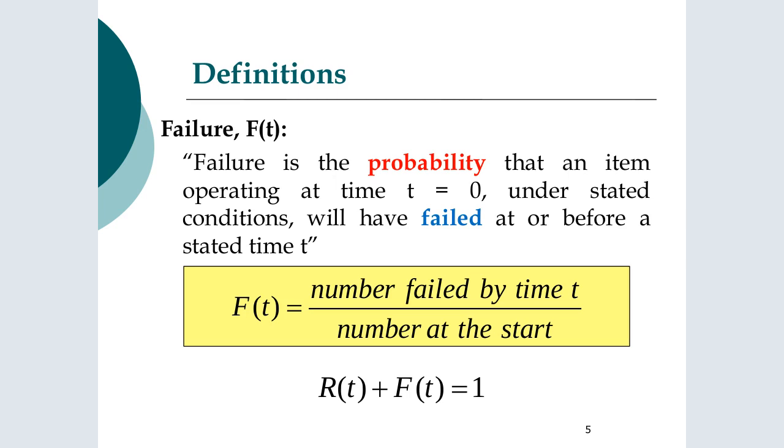failure, then it is the probability that an item that was operating at the start under the stated conditions would have failed at or before a stated time t. So again, mathematically, it's the number failed by time t divided by the number at the start. So obviously, if we have the ones that are still alive and the ones that are dead, we sum to a total of 1 in terms of our population because these are normalized to the starting population. This is our first equation for reliability. It's R(t) plus F(t) equals 1. And later on, we'll look at a visual representation of this that can be quite useful to understand the different terms.